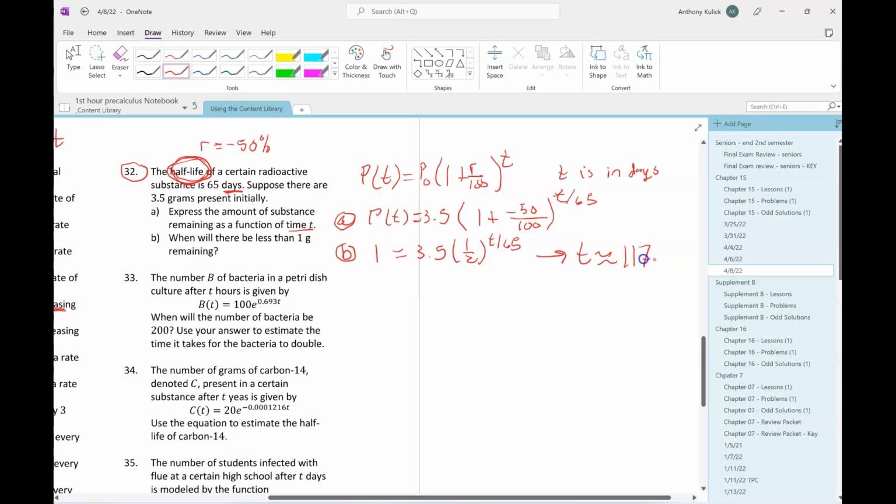Yeah, basically the exact same problem, just with different numbers. Yeah, of course.